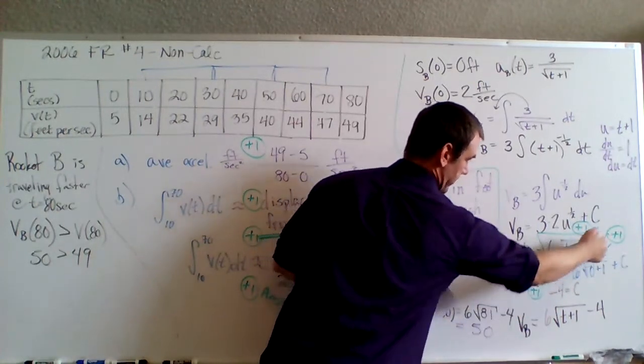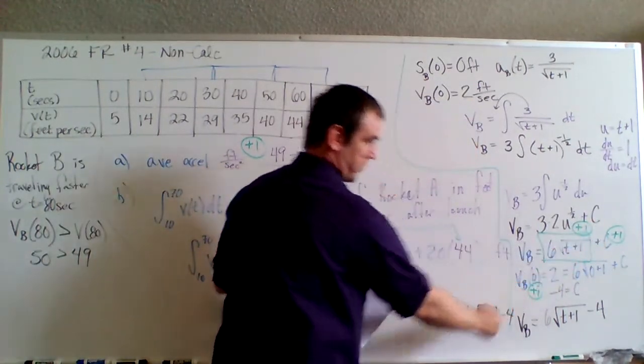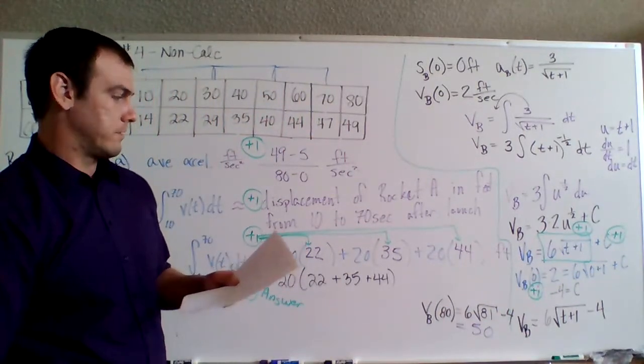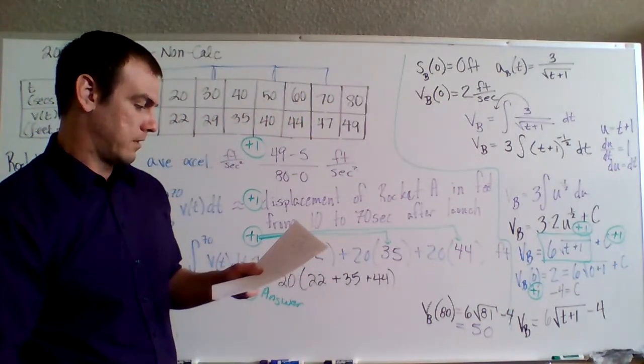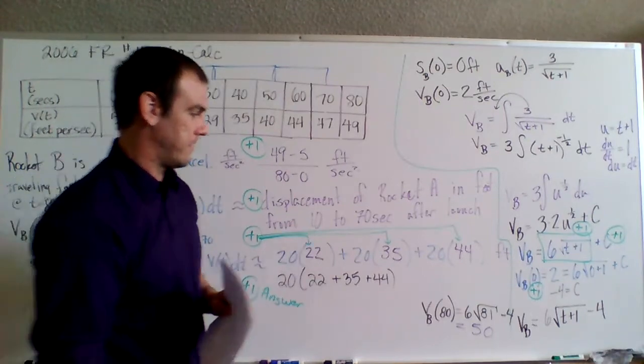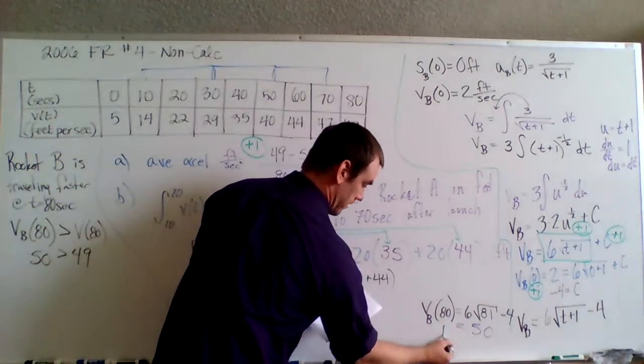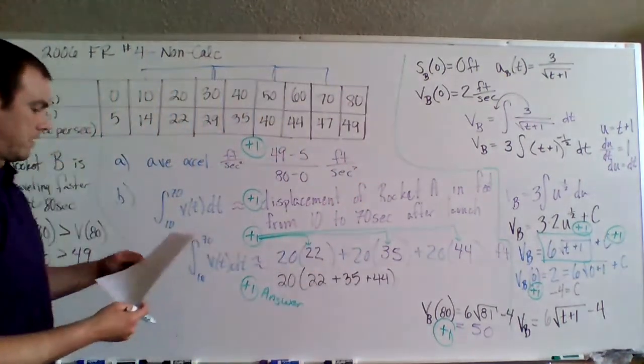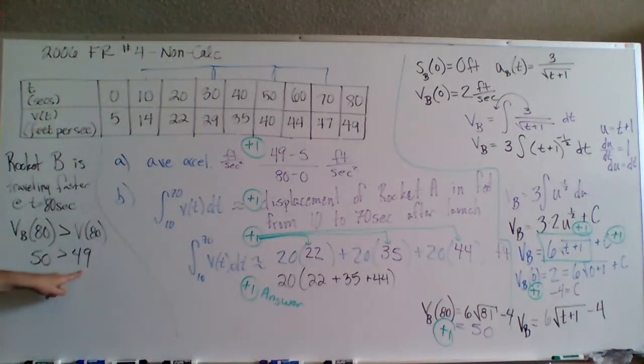But all you had to do is you got 1 point for your plus c, you got 1 point for using your initial condition. You're going to get 1 point for finding VB of 80 is 50, and comparing that to 49.